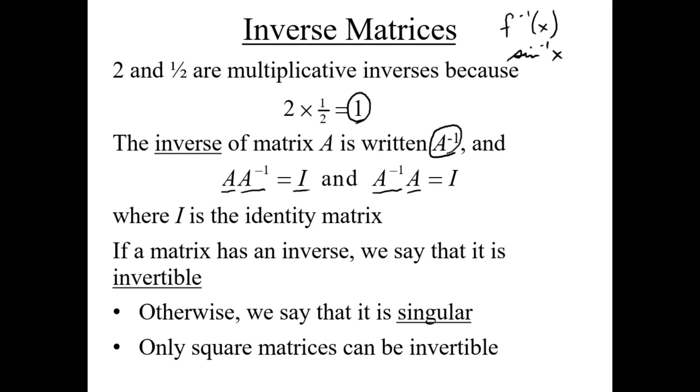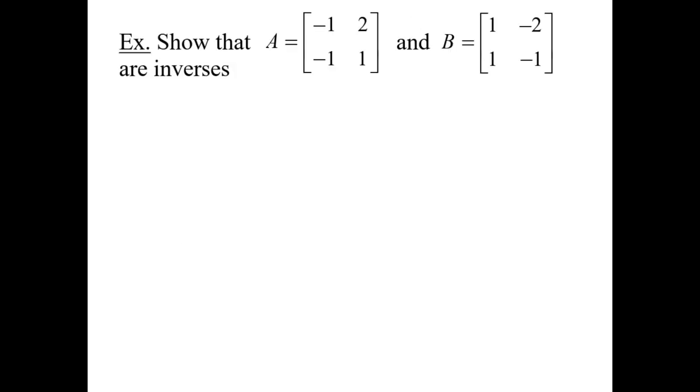Okay, let's start with this. Let's show that these two matrices are inverses of each other. Obviously, this is not a big part of this lesson, since we're more interested in how we find the inverse. But let's just start by showing that these are inverses. To show that, we're going to find the product. We're going to find A times B: -1, 2, -1, 1 times 1, -2, 1, -1.